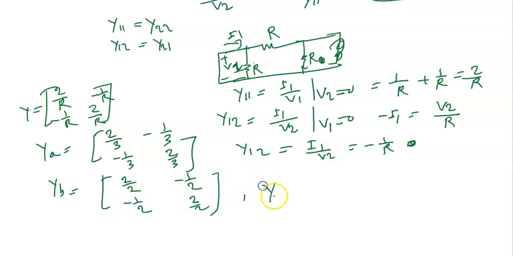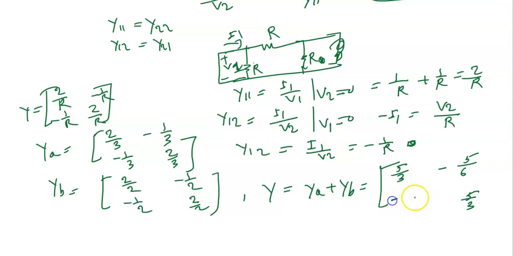So the overall y parameters is YA plus YB, because when the connection is parallel the y parameters are added. So 2 by 3 plus 1 is 5 by 3, and the off-diagonal is minus 1 by 3 minus half, minus 5 upon 6. Okay, sorry, minus 5 upon 6. So similarly here also 5 by 3 and minus 5 upon 6. This is the overall y parameters.